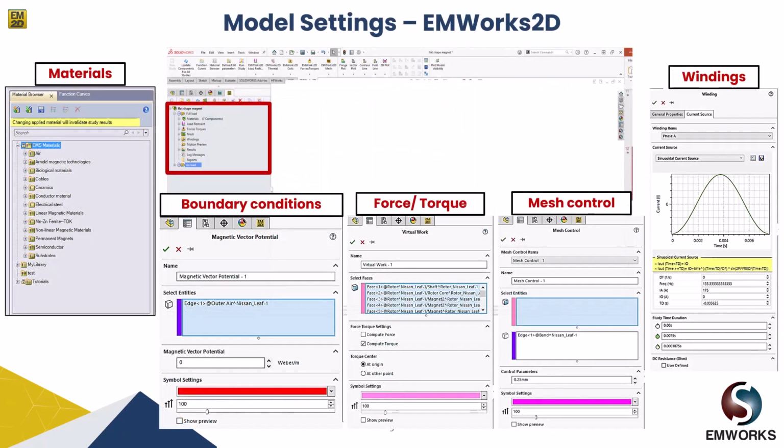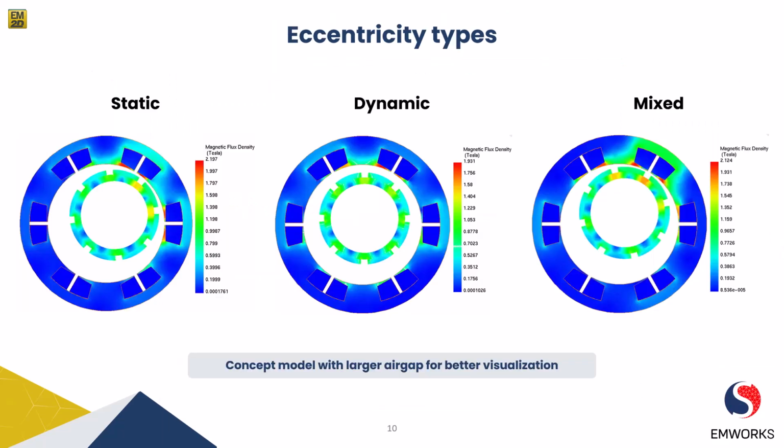Moving ahead, to begin the performance analysis in EMWorks 2D software, first different study settings need to be done, such as materials, boundary conditions, mesh and winding. Next, before moving into the different types of eccentricity analysis, let us understand what these types are.